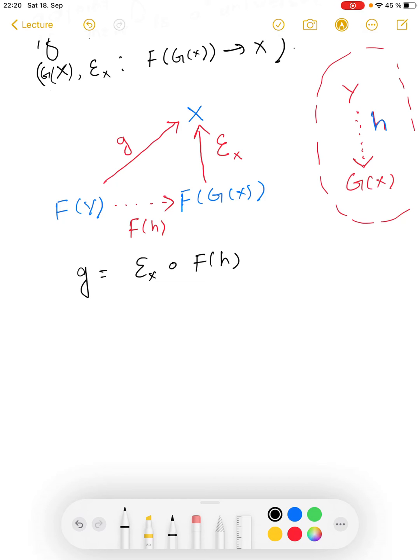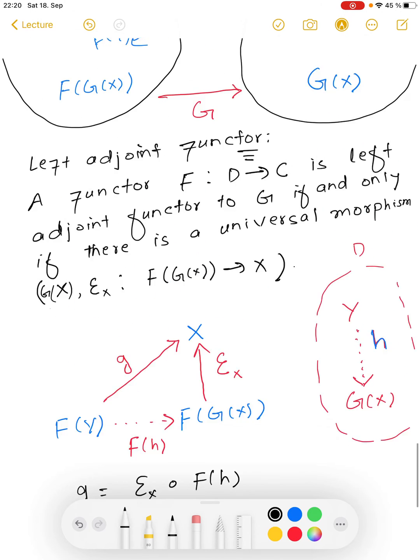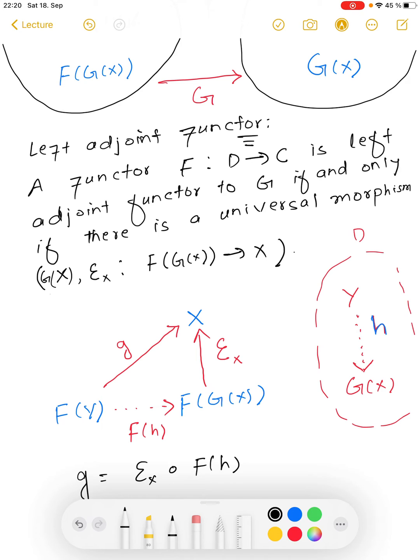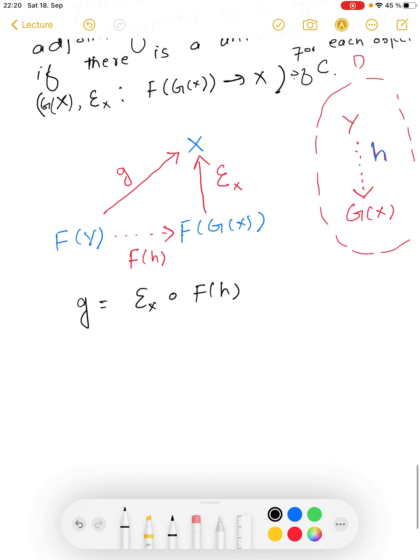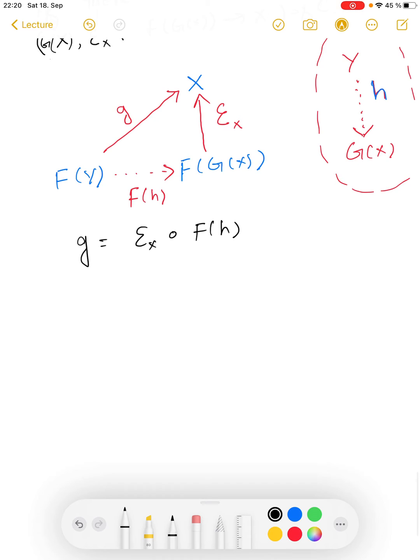So this is just the universal morphism, but wait a minute, this property should hold for each object X of C. So I should write it here. If there is a universal morphism for each object X belonging to C, which means this universal morphism exists for each object of C, then if I take a second object, let me say X prime, again this equation should hold for X prime.